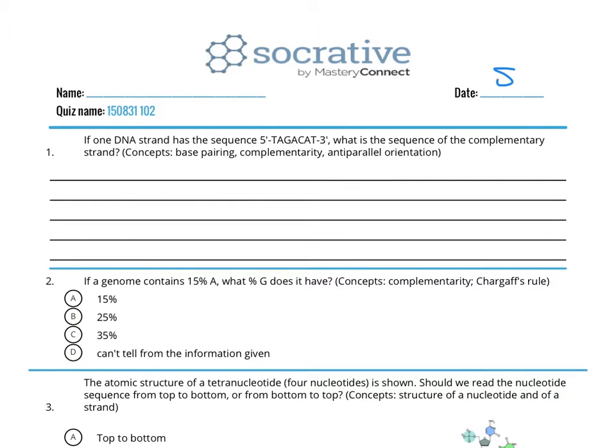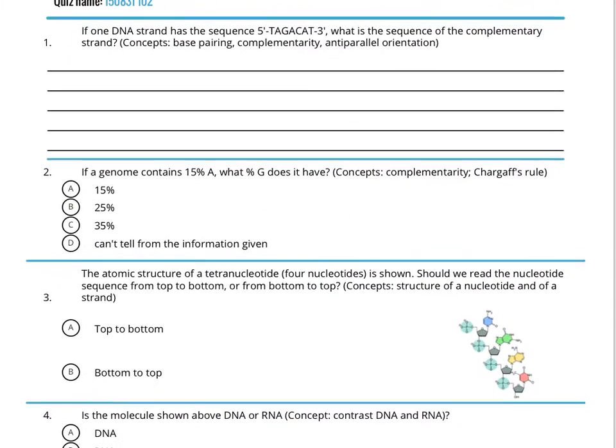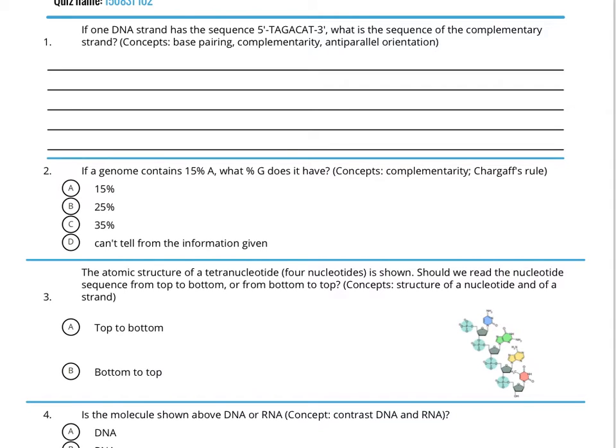For the August 31st in-class Socrative quiz, here are the answers. First, for the given DNA sequence, we need the complementary strand. So the concepts here, the base pairing, that T's will always be opposite A's and vice versa. G's will always be opposite C's and vice versa. So that takes care of base pairing and complementarity.